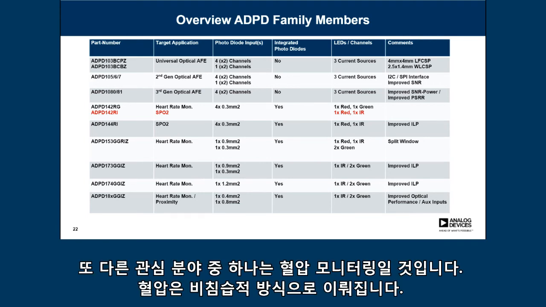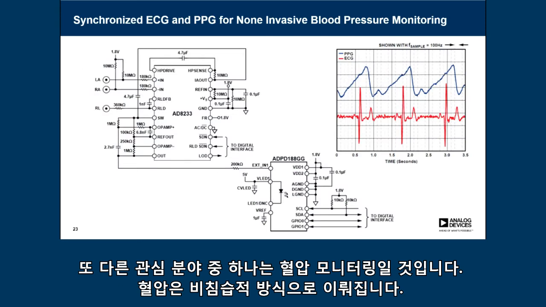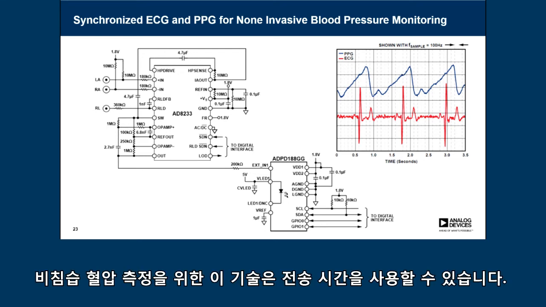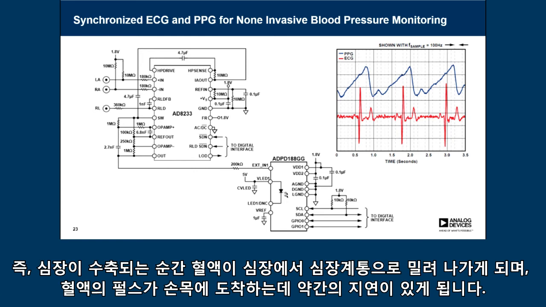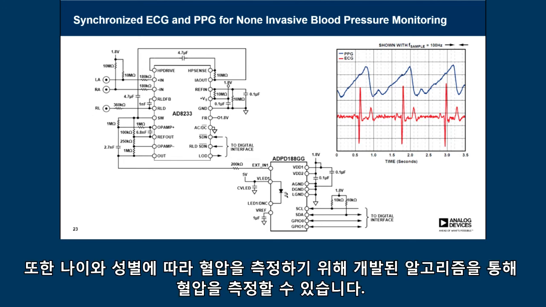The case where we see a lot of interest is on monitoring blood pressure. And then blood pressure in a non-invasive way. And for this technology, for measuring non-invasive blood pressure, we could make use of pulse transit time. And that means that at the moment that your heart contracts, the blood is being pushed from your heart into your cardiac system. There is a certain delay before the blood pulse arrives in your wrist. And there are algorithms developed to retrieve your blood pressure based on your sex or your age. That gives you a measurement for your blood pressure.